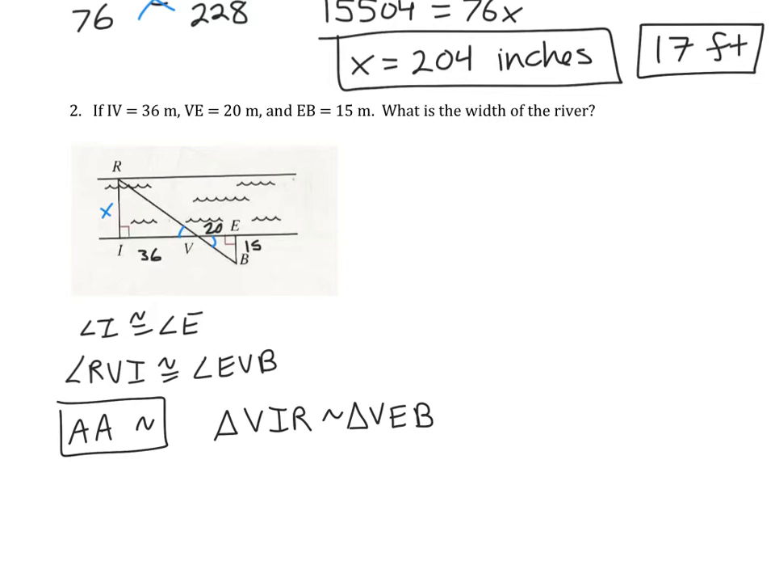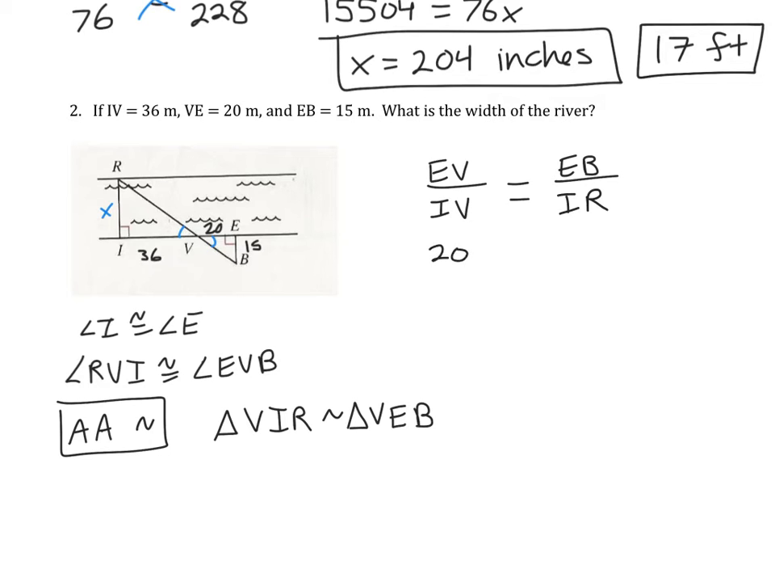And this will help us determine which sides should be proportional. So again, we are trying to solve for x, so let's start with a proportion of two sides we know. So if we do EV, EV is the second to the first, so that should be proportional with IV. And then we can say equals EB, which should be proportional with IR.